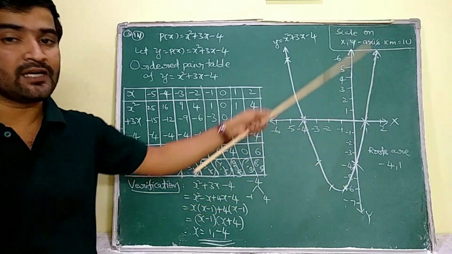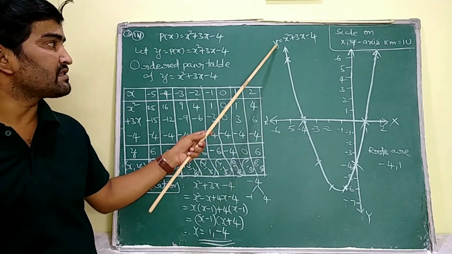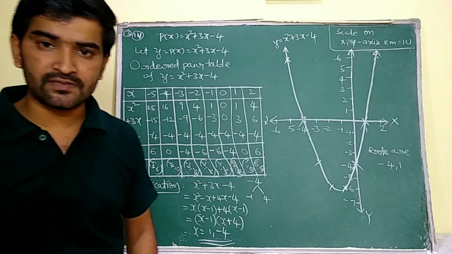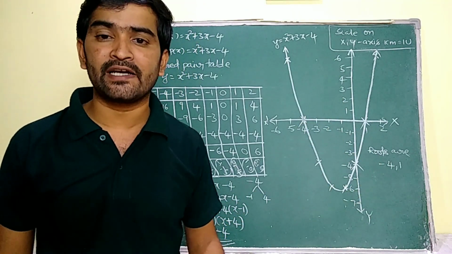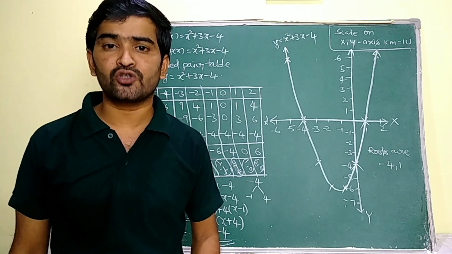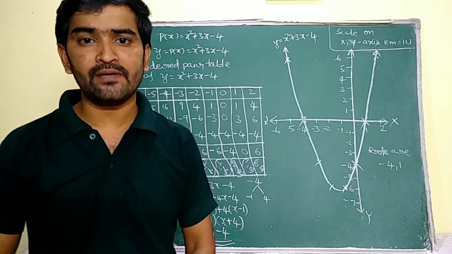Join all the points by the help of a scale and name this graph as y is equal to x square plus 3x minus 4. And the roots of this graph are minus 4, 1, no? You have to write that as minus 4 comma 1. I am going to show you the actual graph now. Okay.